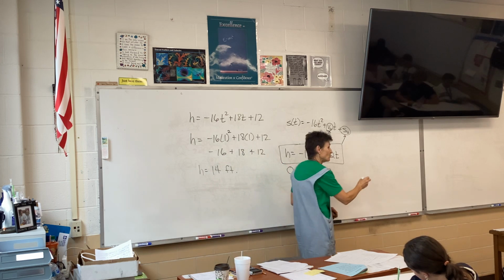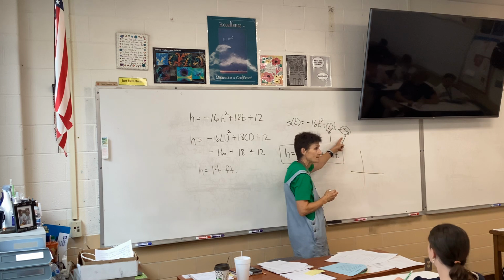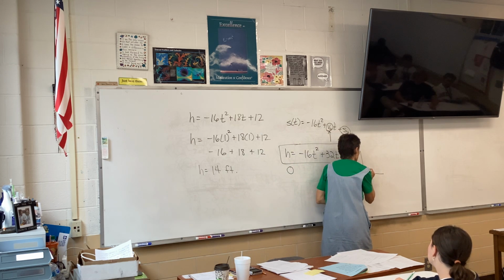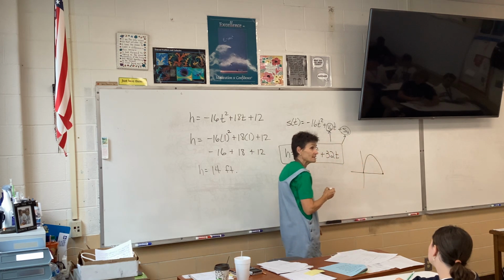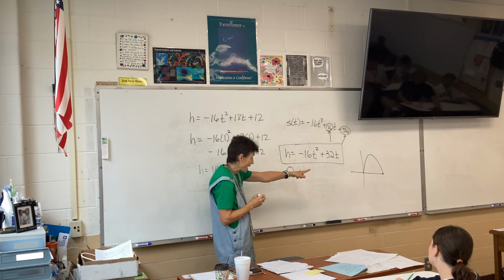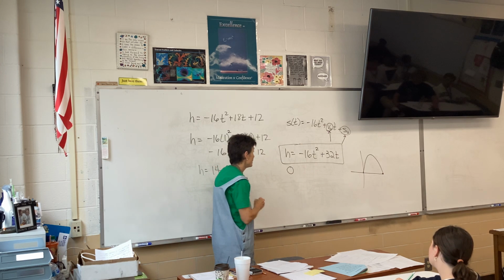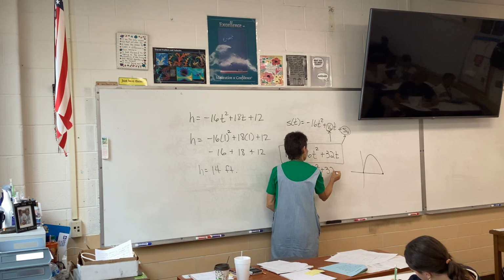Now, I know what some of you are thinking. You're thinking, Mrs. Ford, wait a minute. Didn't it start at 0? It did. But if it starts at 0 and I throw it up, isn't it eventually also going to come back down and be 0 again? And that's the one I'm looking for when it lands. So 0 equals negative 16t squared plus 32t.